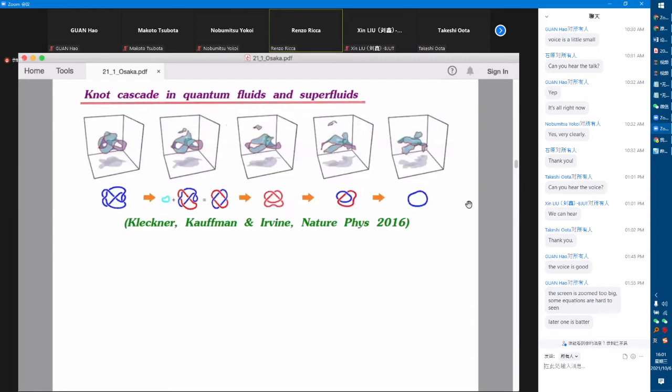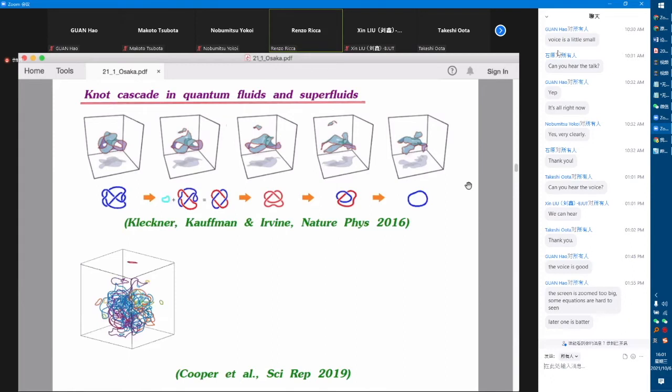Now, we saw that cascades of knots can occur in quantum fluids. Carlo Berenghi showed us knots in superfluids. Of course, this picture, taken from the work of Kleckner, Kauffman, and Irvine, is based on a GPE, the Gross-Pitaevskii equation. So these are defects. And these defect knots, you see, can decay according to a rather elaborate scheme, not necessarily according to the standard schemes of knots, torus knots and links.